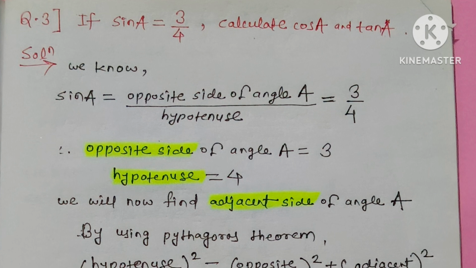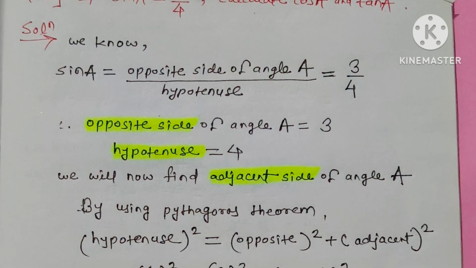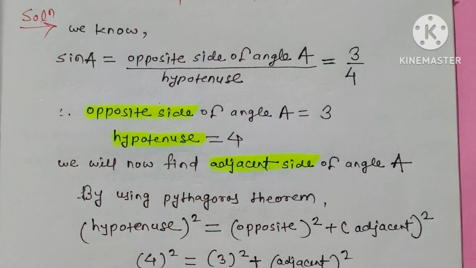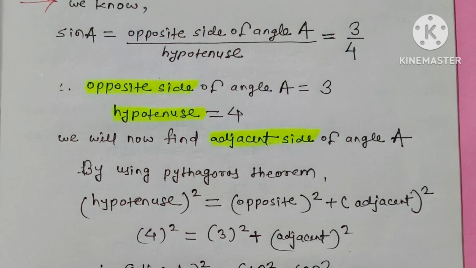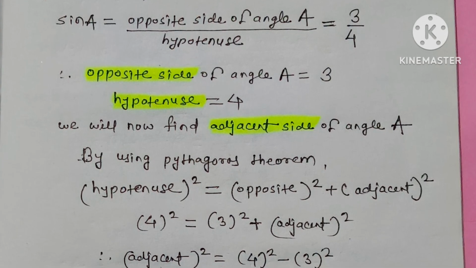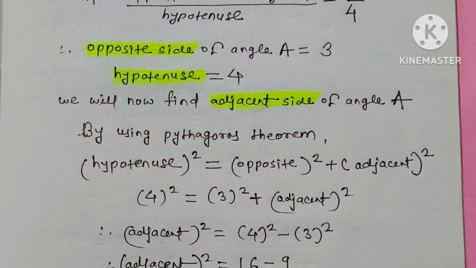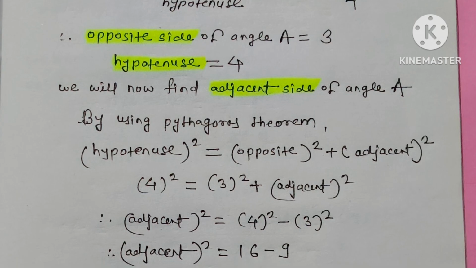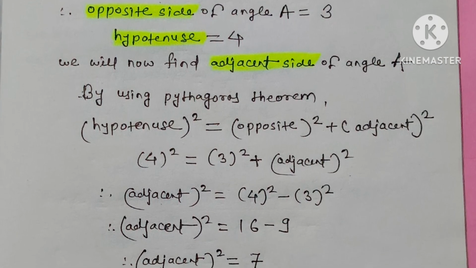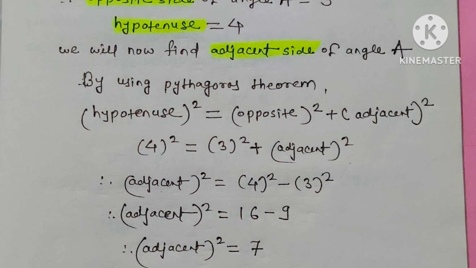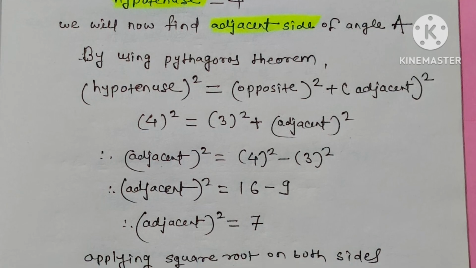So question number 3, if sine A is equal to 3 divided by 4, we have to calculate the cos A and tan A. So whenever you see the trigonometric ratios or trigonometric identities, then you can quickly confirm that it's a right angle triangle. Okay, so when it comes to a right angle triangle, we can use the Pythagoras theorem. And when we talk about the sine ratio, how will we calculate it? We'll calculate using the formula opposite side upon hypotenuse. So we already have the value of opposite side upon hypotenuse, which is equal to 3 by 4.